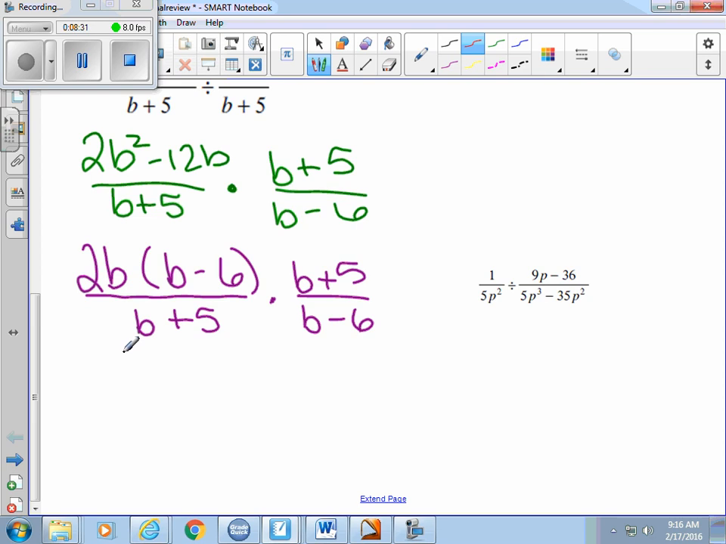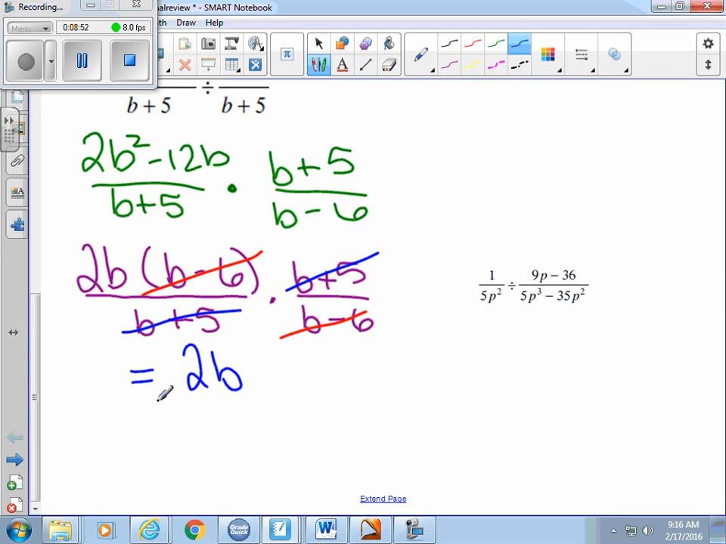Now what? Anything on top that cancels with anything on bottom. Remember, it has to be one on top, one on bottom, because we're dividing to get 1. And so I'm just left with 2b.